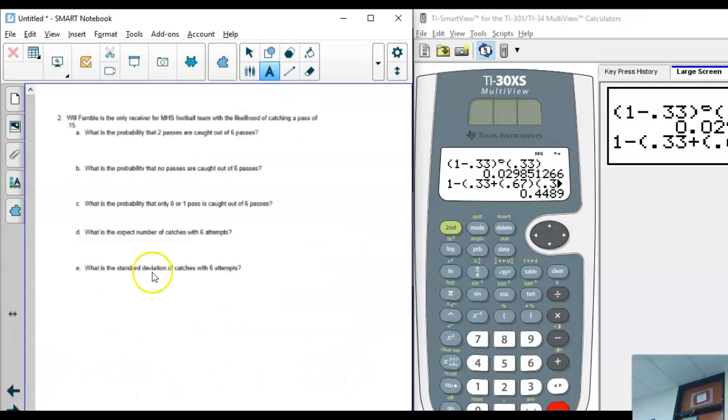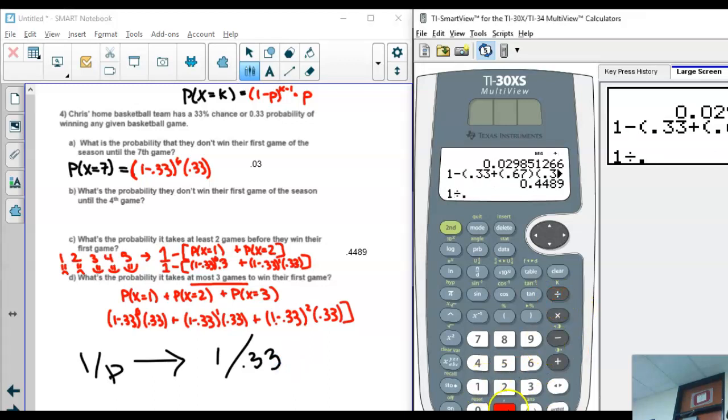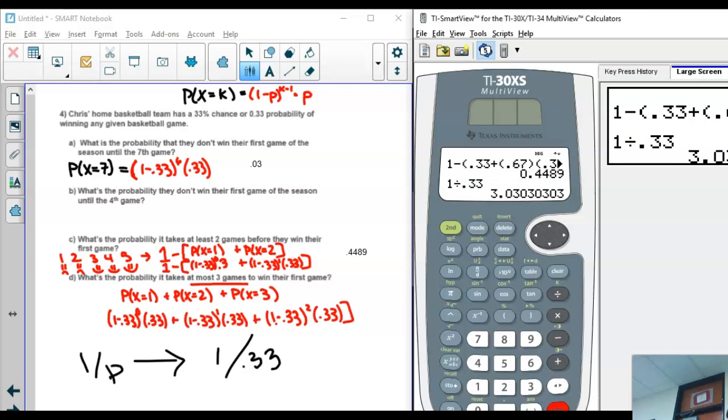Finally, one thing we didn't address is the expected number, okay? So the expected value when it's a geometric distribution is 1 divided by p. So if I ask you, how long would they have to wait, on average, until they get their first win? We would do 1 divided by 0.33. So let's do that now. 1 divided by 0.33. And that's 3.03. So they'd have to wait on average about 3.03 games before they get their first win.